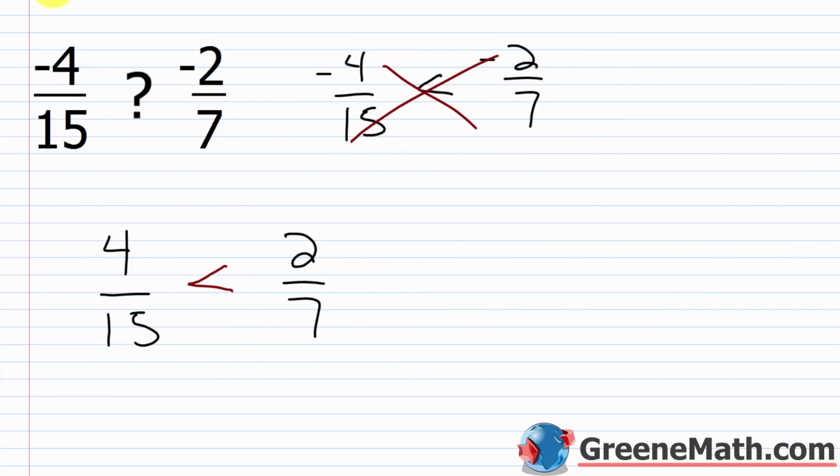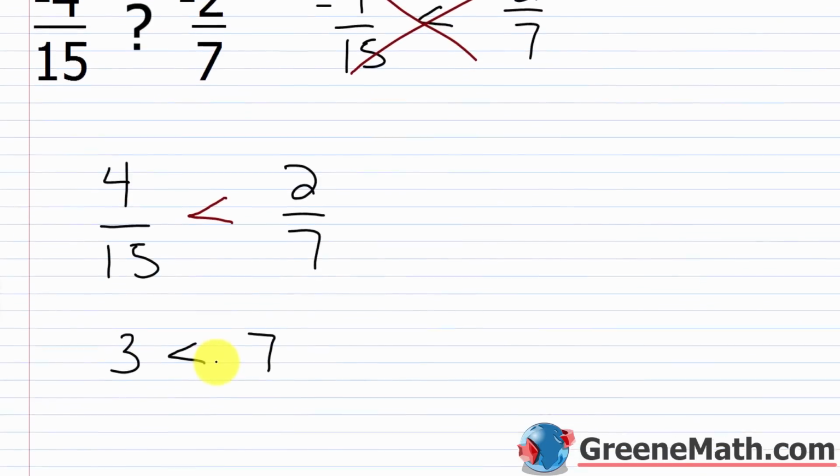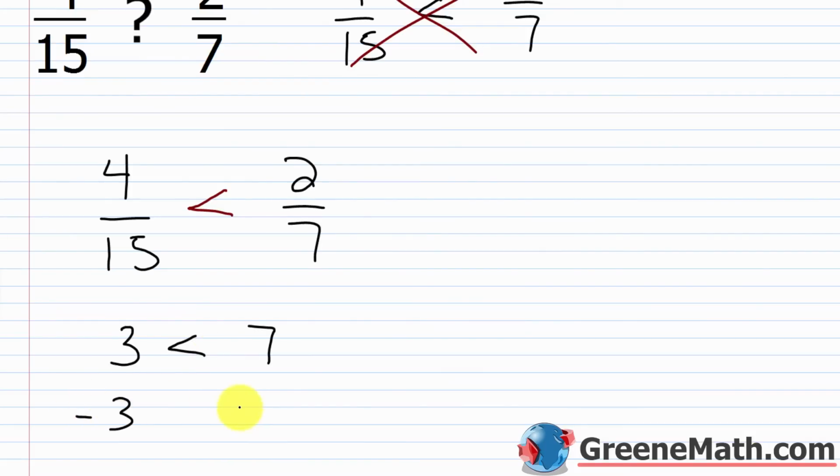So if I had something like, let's say, 3 and 7, the relationship would start out like this. 3 is less than 7. But if I made these numbers negative, if I had -3 and -7, the reverse would be true. -3 is now a greater number, right? -3 would be greater than -7 because it's a smaller negative.